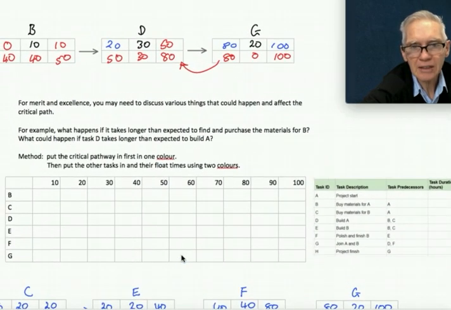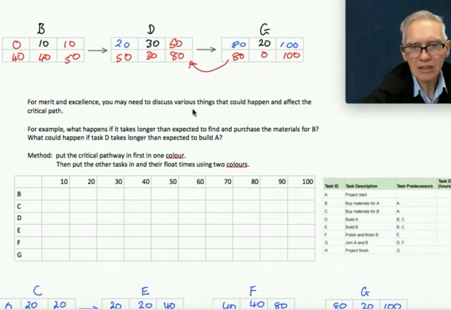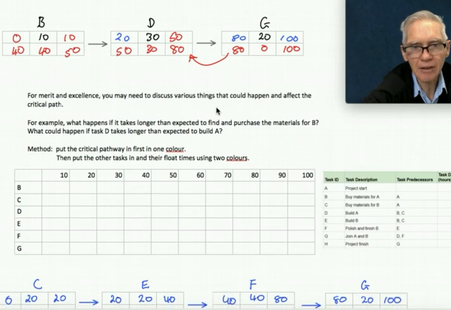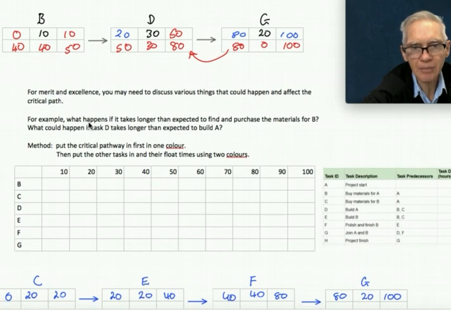For merit and excellence, you may need to discuss various things that could happen and affect the critical path. For example, what happens if it takes longer than expected to find and purchase the materials for B? You'll need to discuss that, give it proper possible scenarios. What could happen if task D takes longer than expected to build A? See, task D is building A.